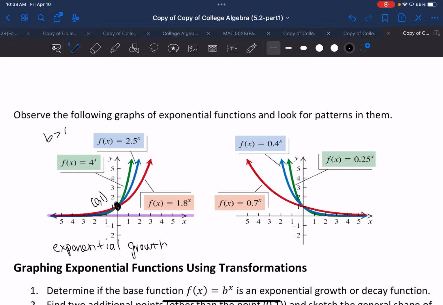And then the other one is exponential decay, because all of those bases are numbers between 0 and 1. So 0.4, that's less than 1, but greater than 0. 0.25 and 0.7. All of those are between 0 and 1. So they're all decreasing, but they are also all going through the point 0, 1, and they all have a horizontal asymptote of y equals 0.